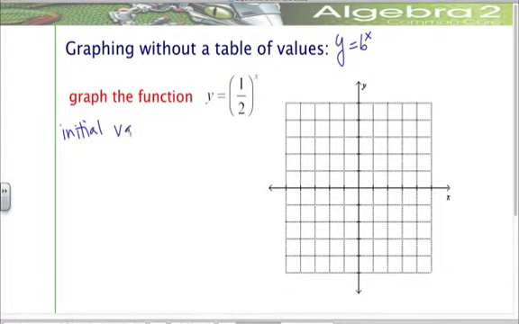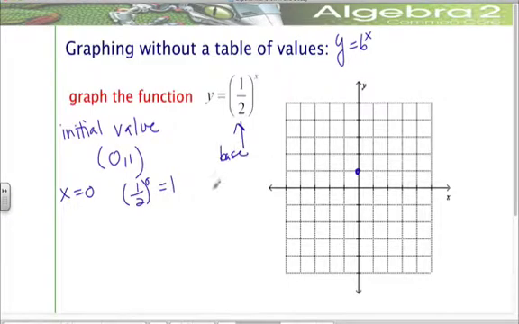So the initial value of any function in this form is going to be (0, 1). The reason is that when x equals 0, anything to the 0 power is equal to 1, right? So if I plug in x equals 0 here, 1/2 to the 0 equals 1. Now in this case, the base is telling me my growth or decay factor.